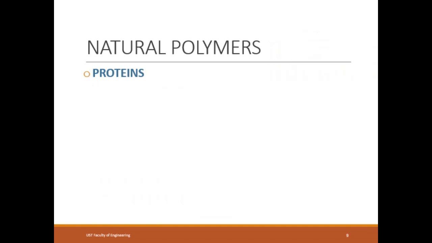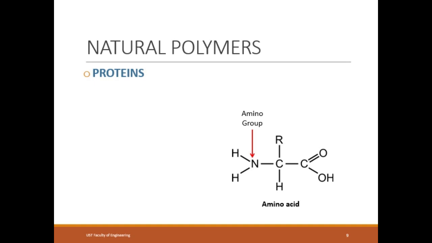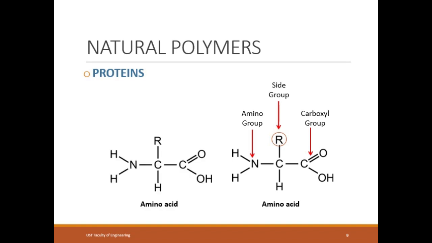Again, the basic structural units or monomers of a protein are amino acids. An amino acid contains at least one amino group, at least one carboxyl group, and a side group which is represented by R. Again, two or more similar or different amino acids will combine together to form the polymer protein in a condensation reaction producing water, which I will be discussing later on.